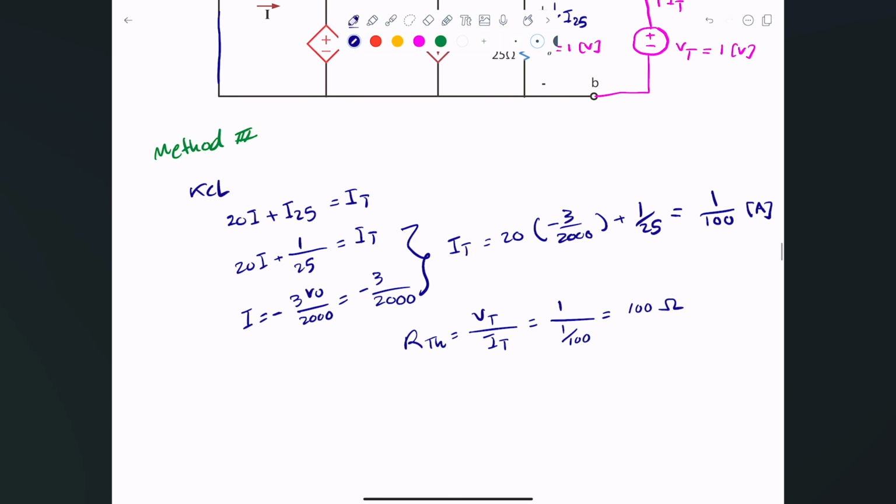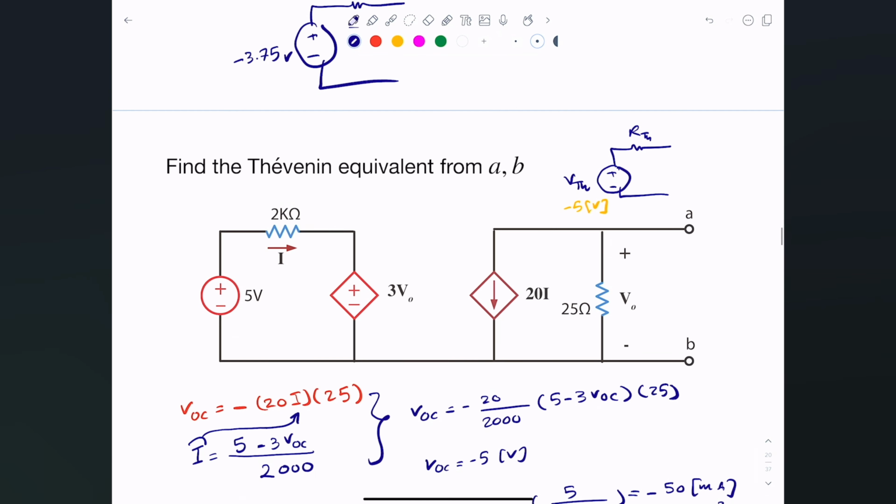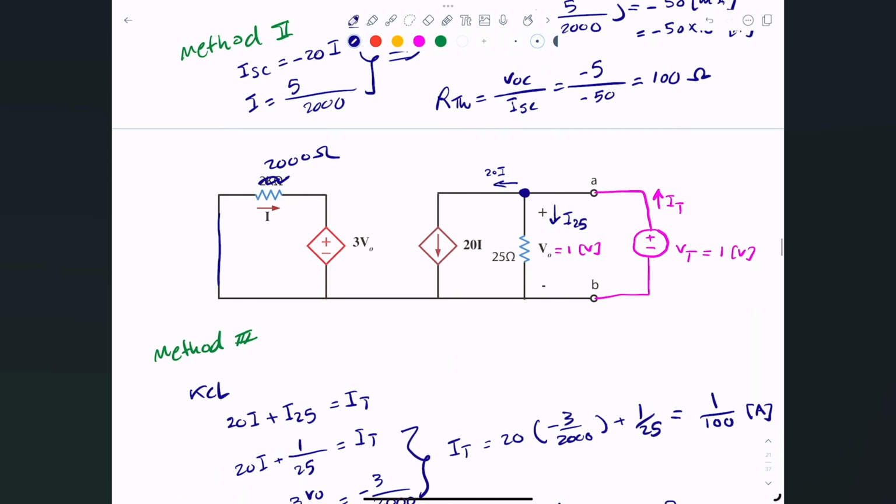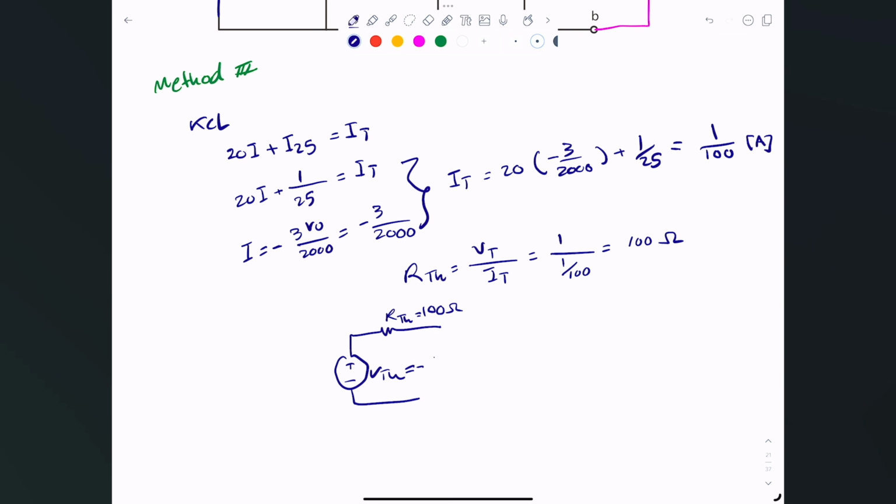So the values we found are the following. We found that this here is a voltage source, and this is here the R Thevenin. So R Thevenin will happen to be 100 ohms. And of course, V Thevenin will be, we forgot what it will be. V Thevenin is negative 5 volts in here. Okay, so that will be negative 5 volts, and we replace that particular circuit with its Thevenin equivalent.